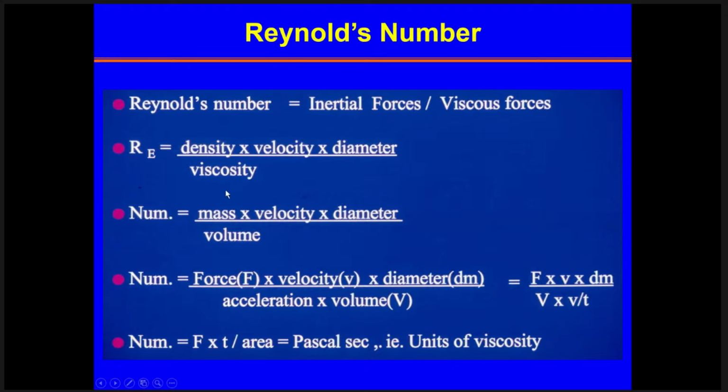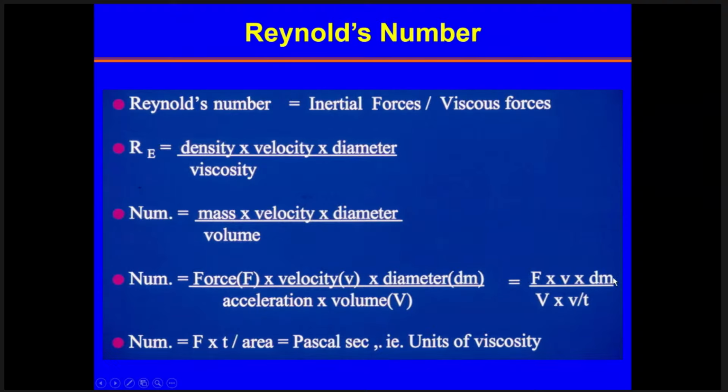We can replace density as mass divided by volume, velocity times diameter. We can replace mass as force divided by acceleration from Newton's second law. And now if you look at this expression, you have the force, you have the velocity in the numerator. And for that numerator expression, velocity is also in the acceleration, because acceleration is velocity divided by time. And so the velocity cancels.